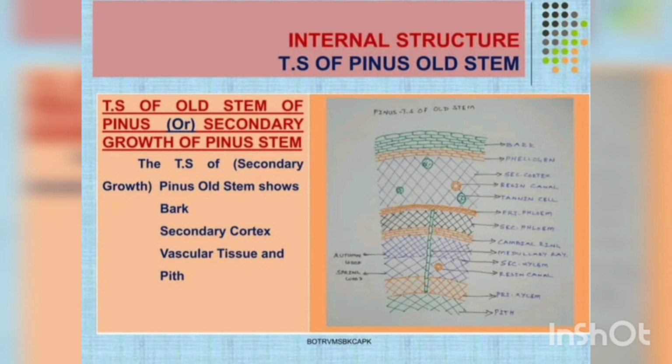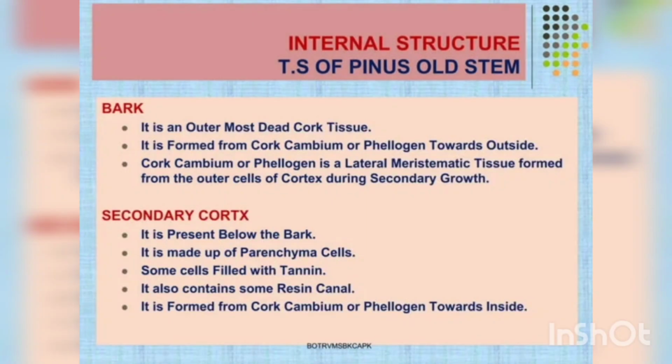Therefore the structure of the secondary stem or the mature stem consists of the outermost region called the bark. It is a dead cork tissue. It is formed from cork cambium or phellogen towards the outside. The cork cambium or the phellogen is a lateral meristem which gives out secondary tissue towards the outer and the inner side.